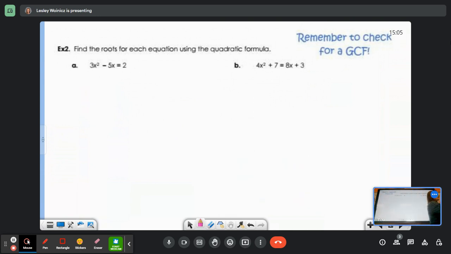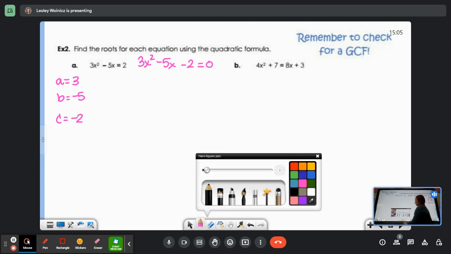Okay, do we have standard form set equal to 0? No, so we're going to have to subtract away the 2. And now we'll get 3x squared minus 5x minus 2 equals 0. Okay, what's our a? 3. What's our b? Negative 5. And the c is negative 2.